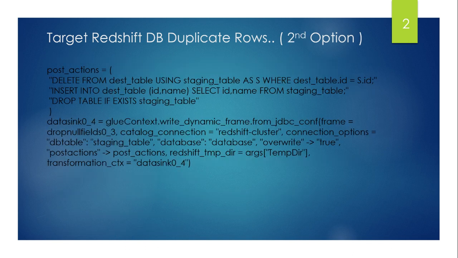There is a second way you can do that. From the Glue ETL scripts, you have to write post actions, and the post actions will create a staging table, and it will delete the duplicate rows from the staging table. Then it will insert into the main table, and then it will drop the staging tables. So both the activities are almost the same, so you have to choose whatever suits you.